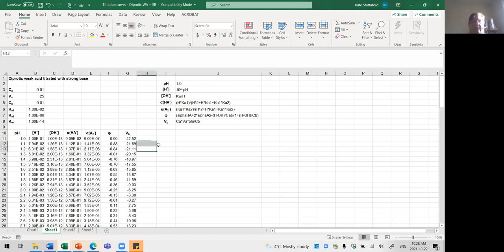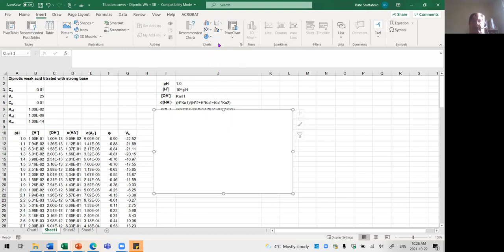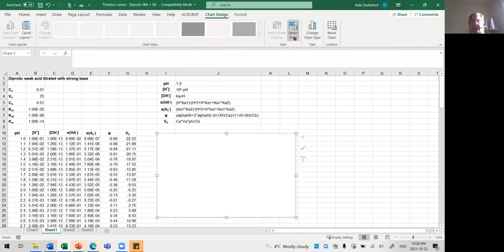Okay, so now that I've calculated everything out and I've got all my volumes, it's starting off negative. Don't worry, we can fix that later. I'm going to insert my graph because I want to see what this looks like. So I'm going to insert a scatter plot. And I'm going to select my data.